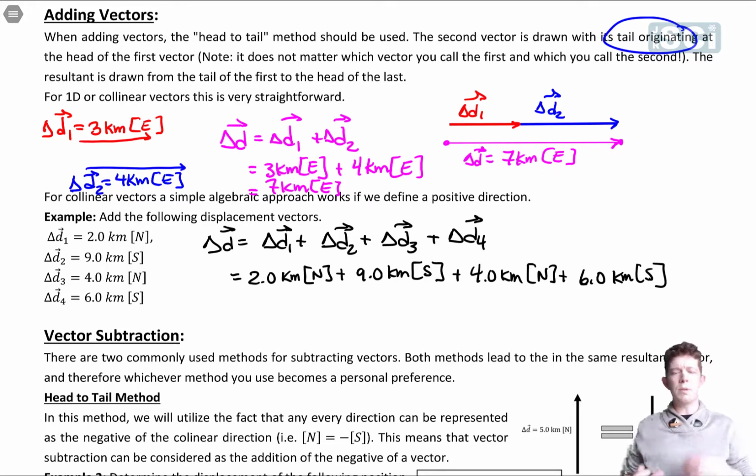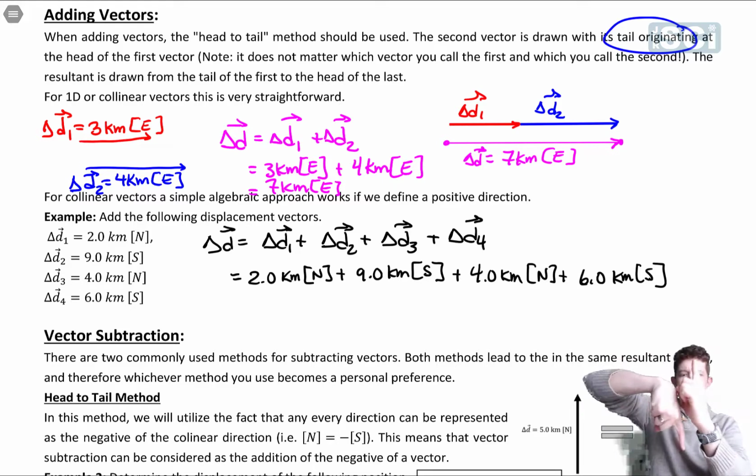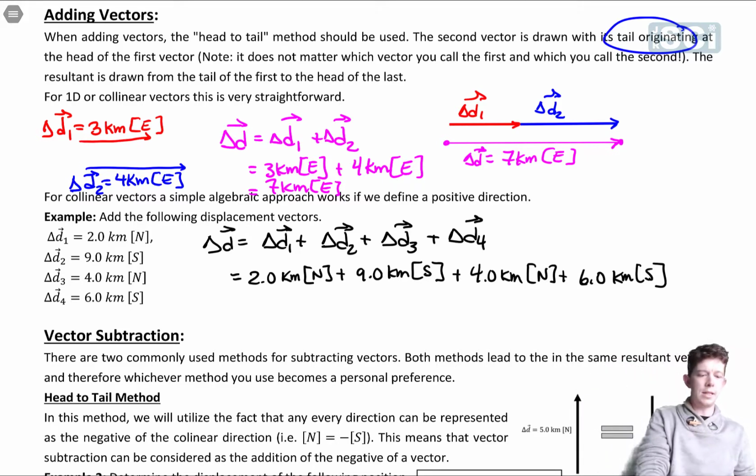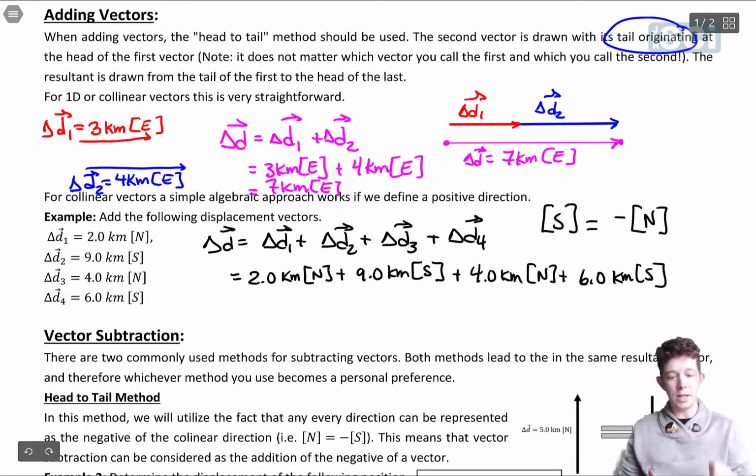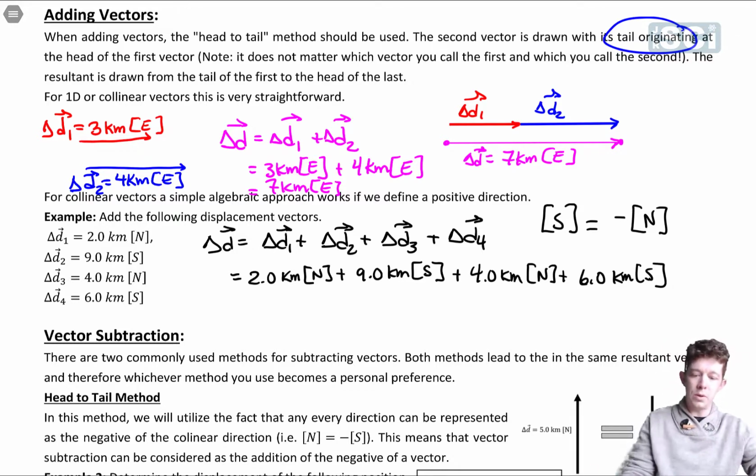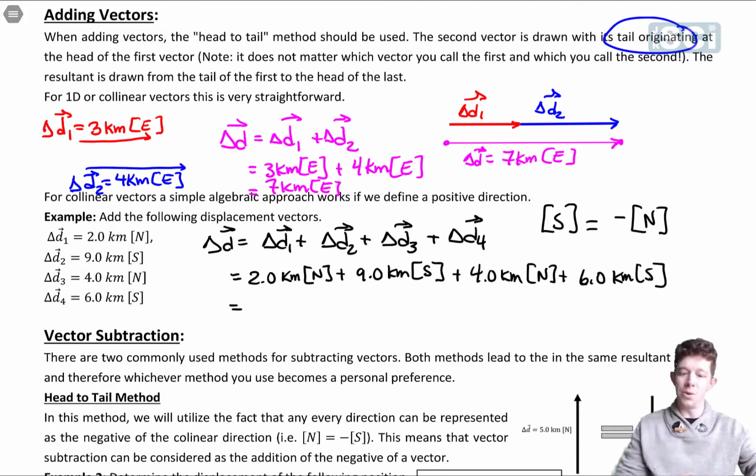What we're going to do is, because these are acting in collinear, meaning that they are along a straight line, north and south. If we think about them, one points up and one points down, they're essentially along the same line. We can actually say that the south direction is equal to the negative north direction. And this will be a strategy that we can actually go ahead and use. So anytime that I have a south direction, I'm going to call it the negative north.